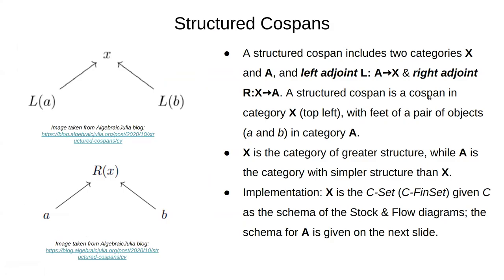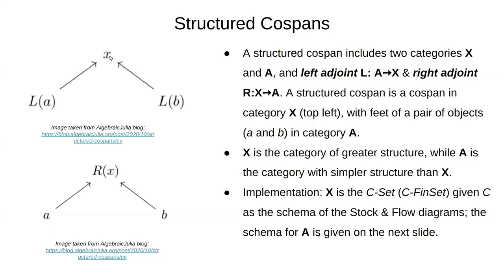So there's going to be a category A, which is a simpler category. It's the category characterizing the interface, okay? So the interface will be characterized by a category. A lot of the time it will be a very familiar category, a category involving sets, okay? Meanwhile, there's a richer category called X, okay? And X will be the category associated with the apex.